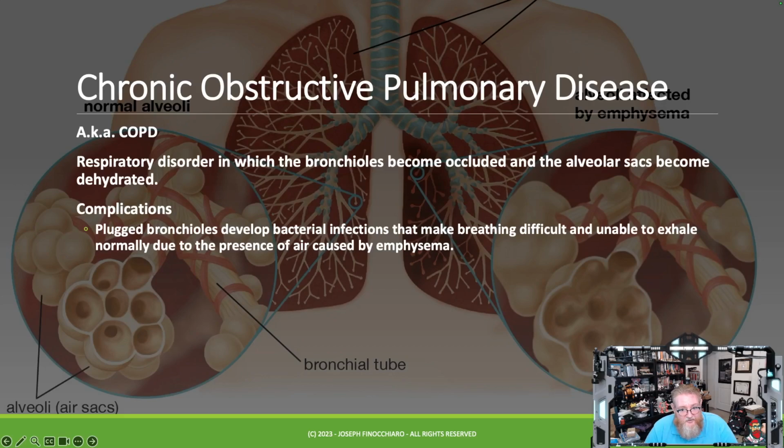Chronic obstructive pulmonary disease, or COPD. It is a respiratory disorder in which the bronchioles become occluded and the alveolar sacs become dehydrated. Complications of COPD include the bronchioles becoming plugged and developing bacterial infections that make breathing difficult, and being unable to exhale normally due to the presence of trapped air caused by emphysema.